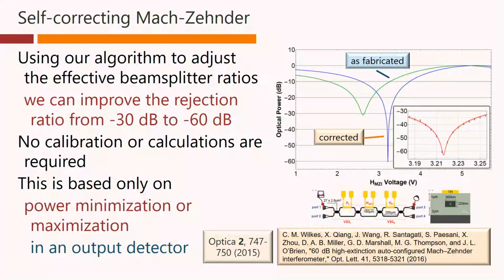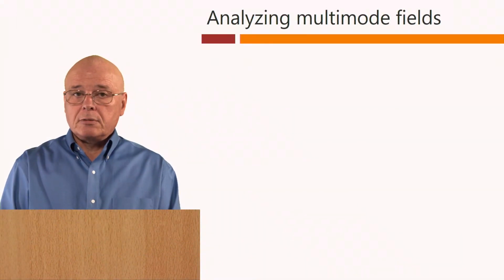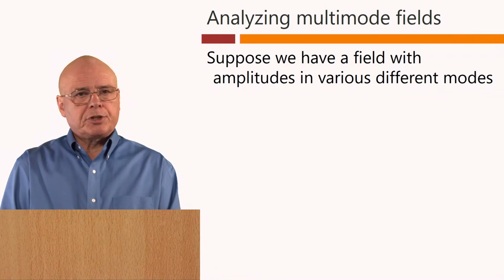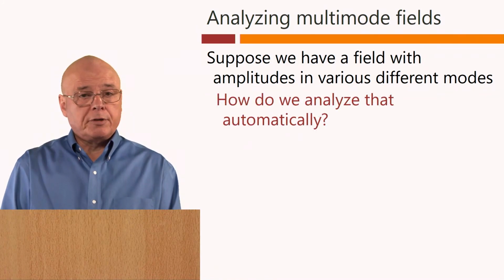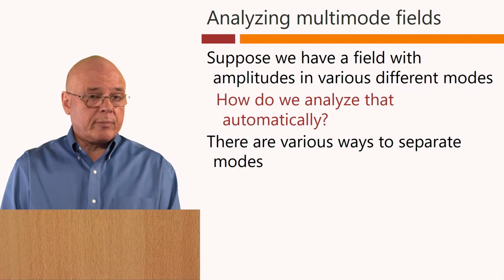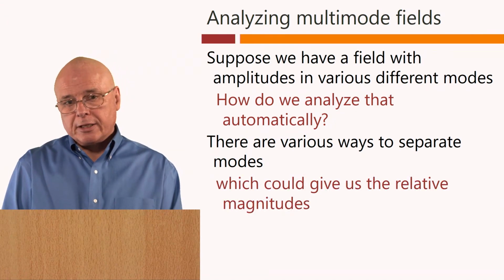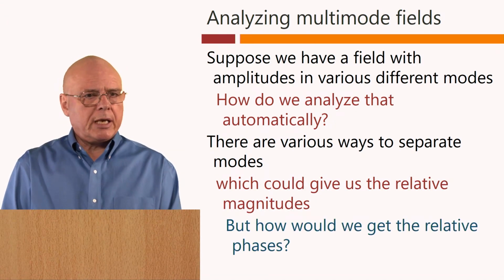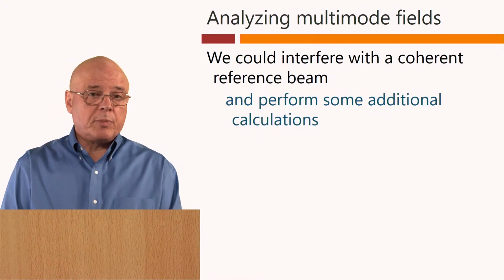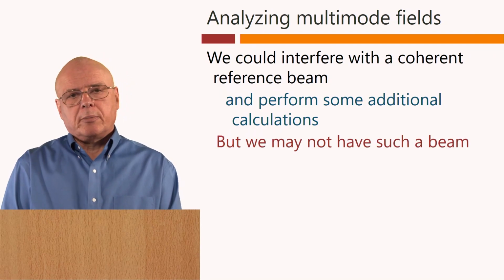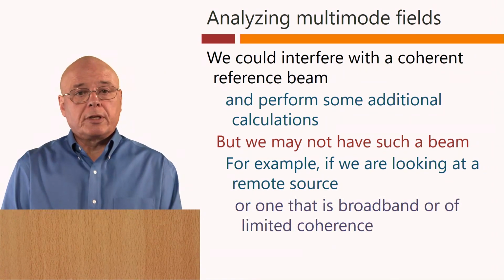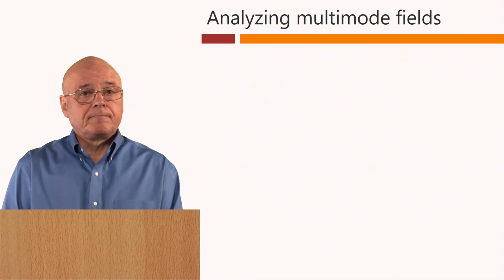output detector. Now let's look at another application, which is analyzing multimode fields. Suppose we have a field with amplitudes in various different modes. How do we analyze that automatically? There are various ways to separate modes, which could give us the relative magnitudes in the modes, but how would we get the relative phases? We could interfere with a coherent reference beam and perform some additional calculations, but we may not have such a beam. For example, if we're looking at a remote source, or one that is of broadband or of limited coherence.